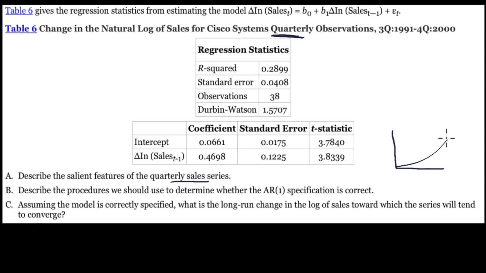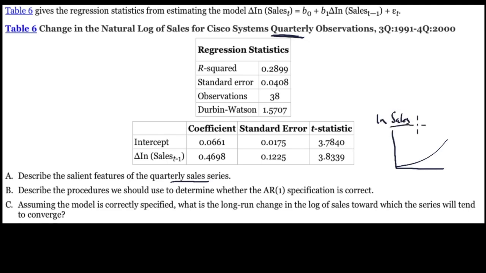And when it's asking a question like this, what are the salient features? Sometimes you look at it and go, well, what do you mean? Well, all it's asking is, what did you see? And you just want to answer it in terms of what we're doing. Well, we didn't see a linear trend. We saw an exponential trend, not a constant growth trend, but a constant growth rate trend, which means we're probably going to use the log of sales as opposed to using just raw sales data.